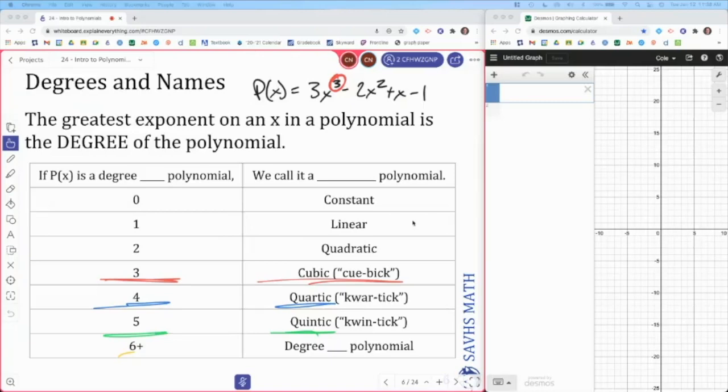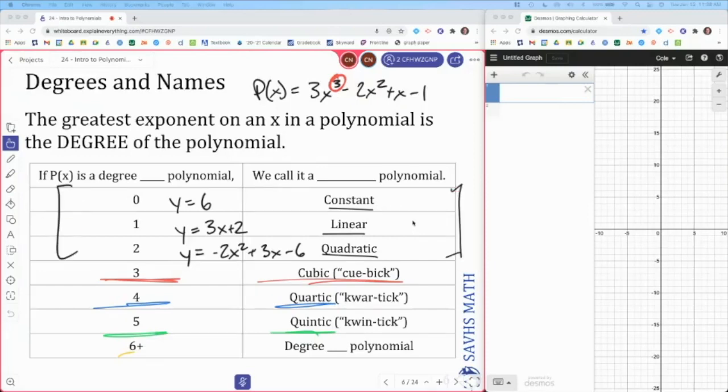The other ones that we have seen before are quadratic, linear, and constant. And so this would be like y equals 6. This would be like y equals 3x plus 2. And this would be like y equals negative 2x squared plus 3x minus 6. So the reason that I'm kind of skipping through these three is because you've actually seen these a lot before. These are the new ones down here.